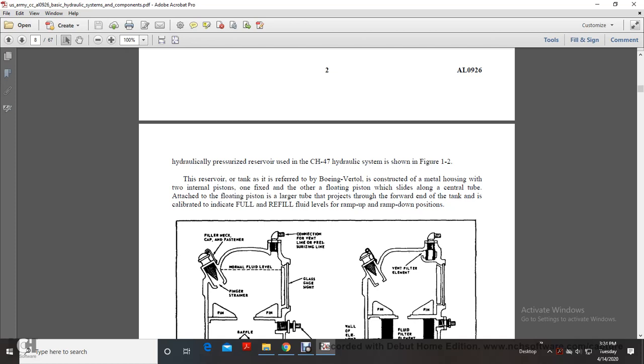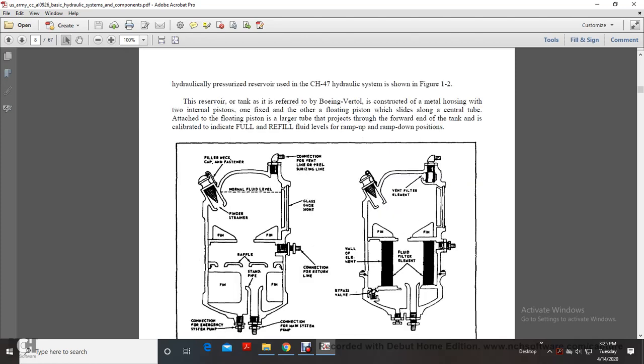The reservoir tank, referred to as the Boeing Vertol type, is constructed with a metal housing and two internal pistons, one fixed and the other a floating piston, which slides on the central tube. Attached to the floating piston is a larger rod that protrudes from the forward end of the tank and is calibrated to indicate full and refill fluid levels for ramp up and ramp down positions.